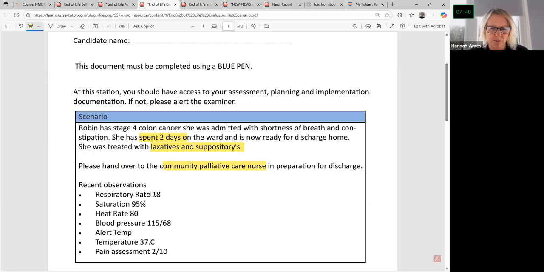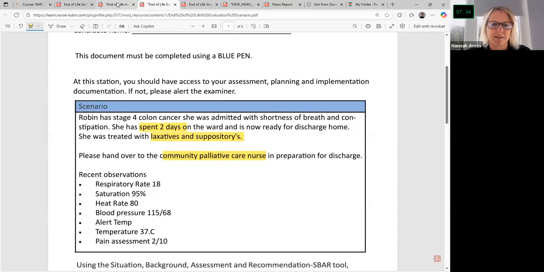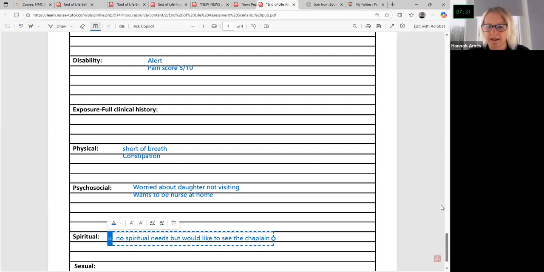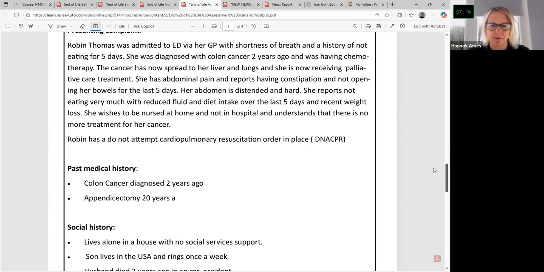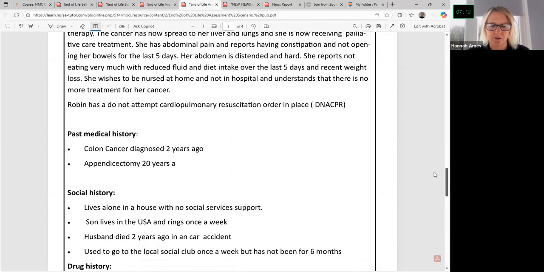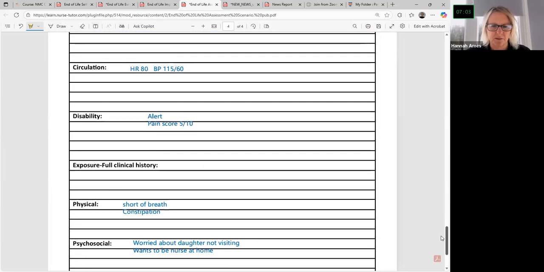Okay, quick check through the observations. Everything is relatively fine and normal, so that's good. You'll be doing this silently in your planning, but I'm just going to refresh myself on my planning and my assessment information. So she came in through the emergency department with constipation and a distended abdomen. She's got a do not resuscitate order, so I need to make sure I hand that over. That's very important. And I'm going to check my observations on my assessment.